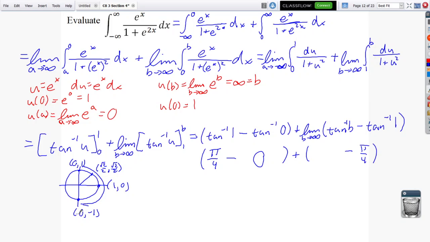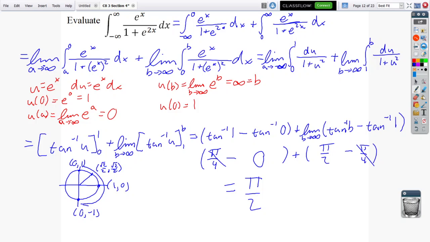This would be the limit as b approaches negative infinity of arctangent of b. The limit as b approaches positive infinity of arctangent of b is this value right up here, which is pi over 2. So long story short, because the pi over 4 terms cancel each other out, -0 plus pi over 2, this integral converges to pi over 2, which is pretty fun.